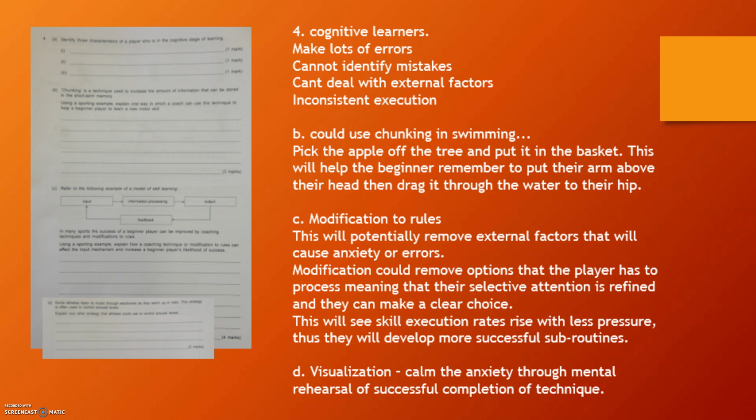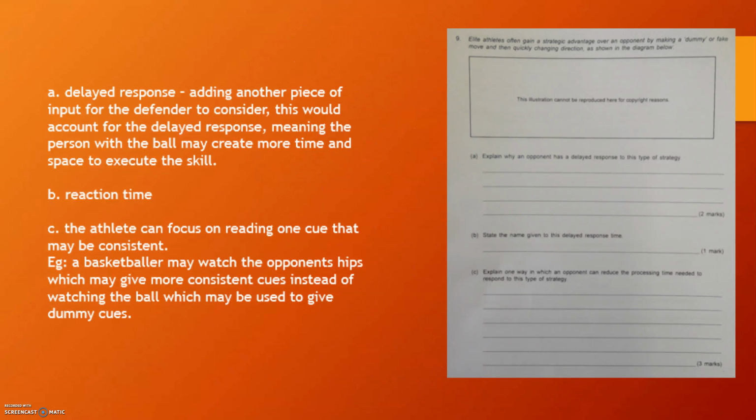This will see skill execution with less pressure, thus they'll develop more successful subroutines. D, some athletes listen to music through earphones as they warm up or train. This strategy is used to control arousal levels. Explain another strategy. So visualization, calm the anxiety through mental rehearsal, a successful completion of technique, but also those things I talked about in the previous slides about getting to the game early, maybe knowing your track that you're going to run, all those sorts of things.